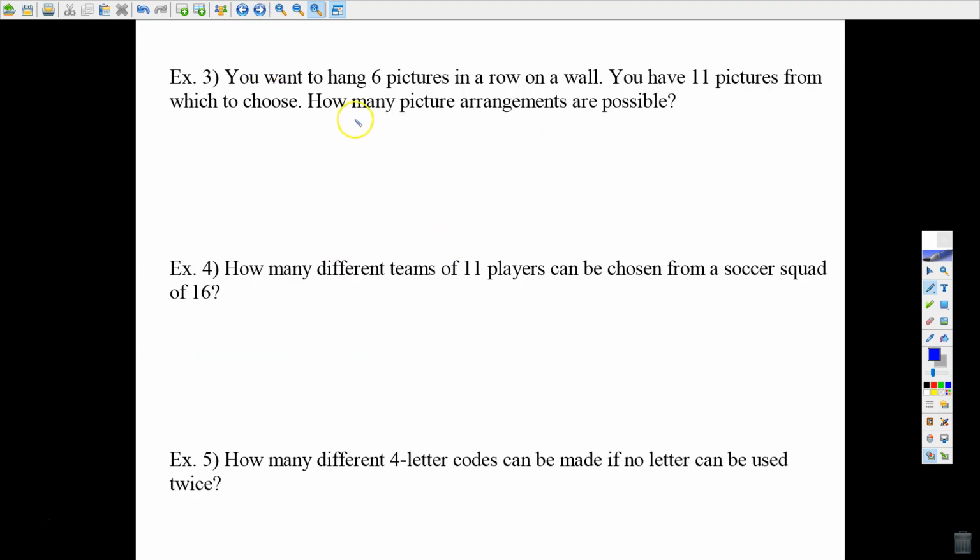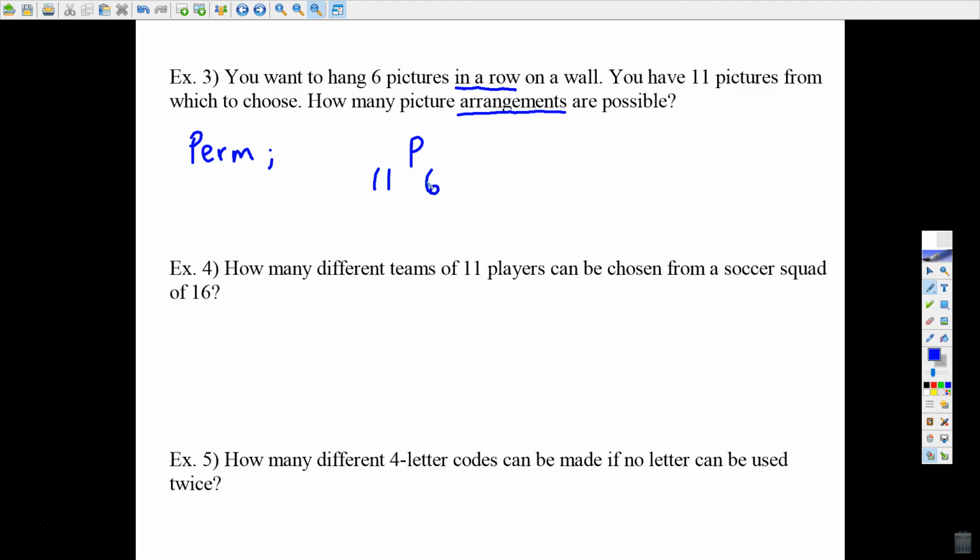Okay, example number 3. I want to hang 6 pictures in a row, that's a clue, on a wall. You have 11 pictures to choose from. How many, here's a big clue, how many picture arrangements are possible? So when you see arrangements, orders, lineups, that kind of thing, that's a clue that you're dealing with a permutation. How many different arrangements can we have? And so we start with 11 pictures to choose from in nPr, and we're only arranging 6 at a time.